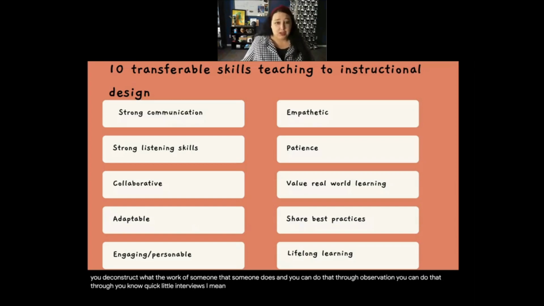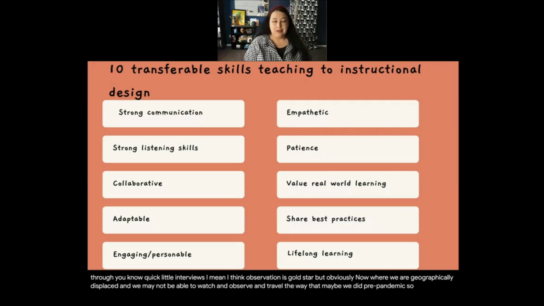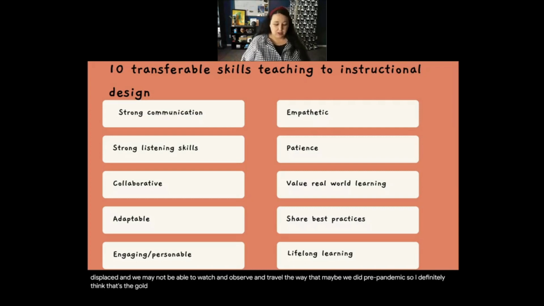I think observation is the gold star, but obviously I realize that we live in a time now where we are geographically displaced and we may not be able to watch and observe and travel the way that we did pre-pandemic. So I definitely always think that's the gold star, but really understanding not only what they're doing, but why they do it.